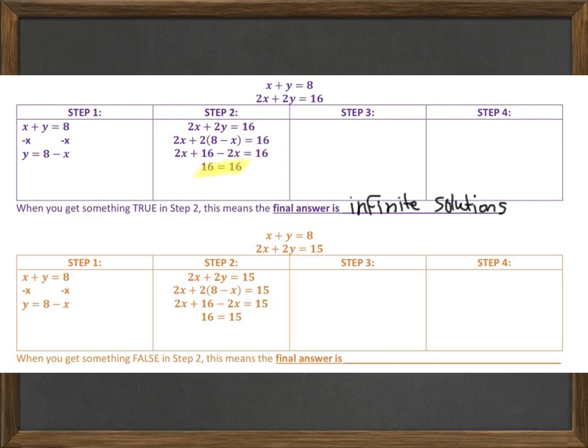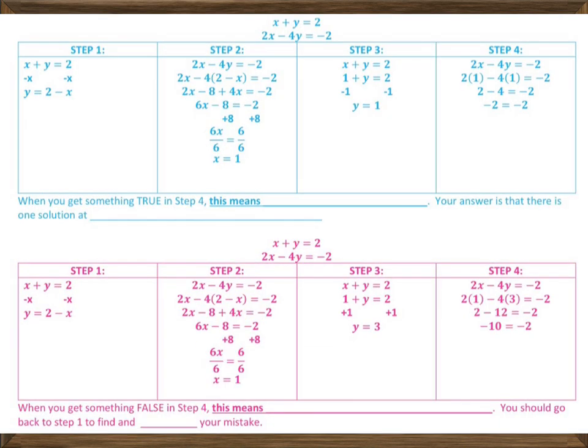Okay, what about in case B? So this is case A, this is case B, the orange one. We have a mathematically false statement in step 2 before we are able to find a value for x or y. When that happens, that means there is no solution to the system of equations. So now let's look at the other two cases, case C and case D.